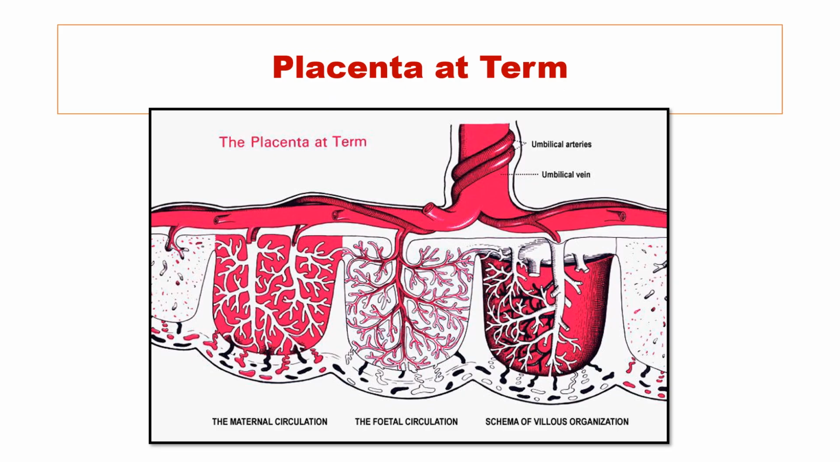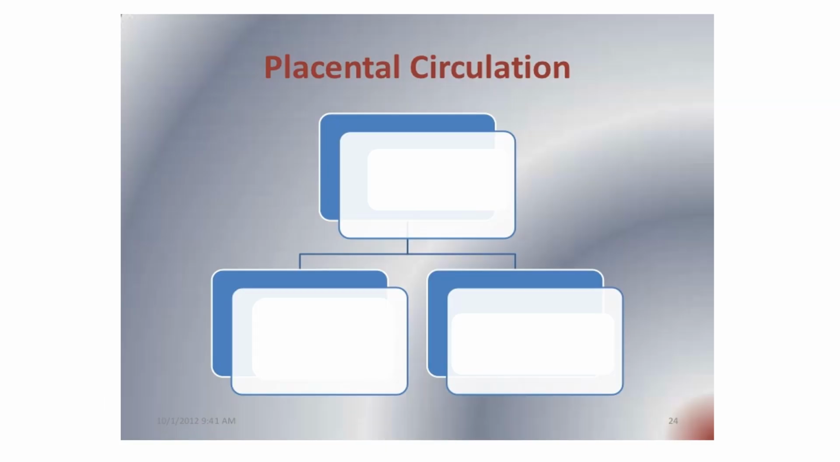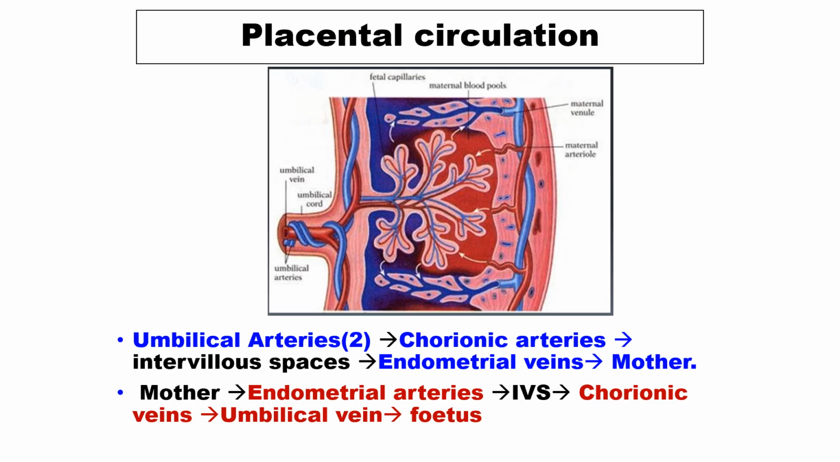The placenta at term presents one umbilical vein and two umbilical arteries, which constitute the fetal circulation, and endometrial veins and arteries, which constitute the maternal circulation. Placental circulation is therefore uteroplacental circulation and fetoplacental circulation.